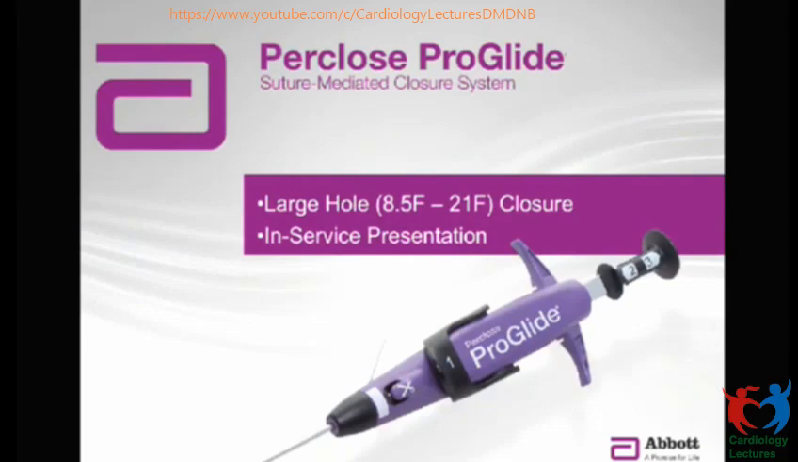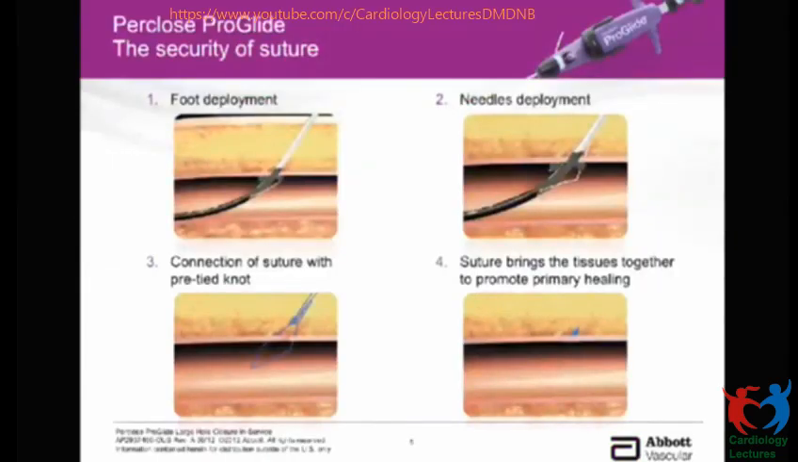You have to have a lot of experience with the ProGlide suture-mediated closure system. It's very simple: every time you can use it for transfemoral access, if you do PCI transfemoral, if you don't have your transradial approach, please use the same system, because you will have more experience with the ProGlide.